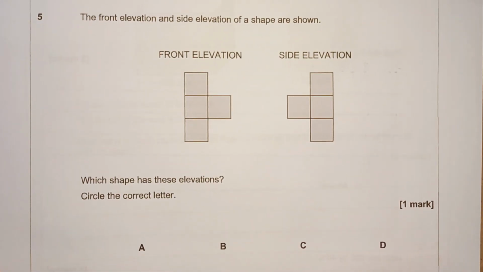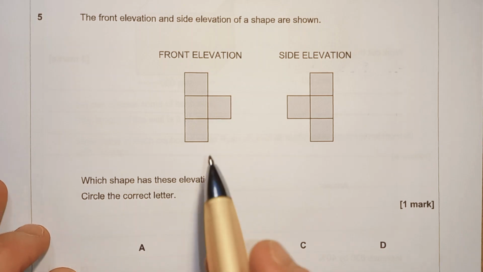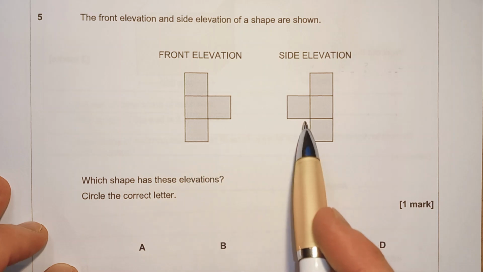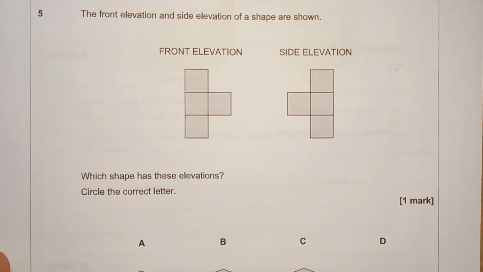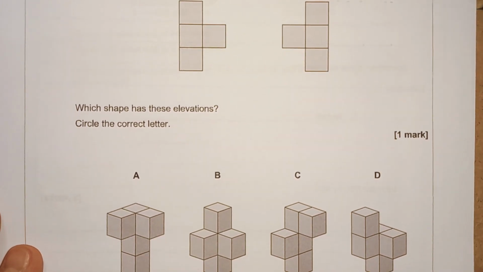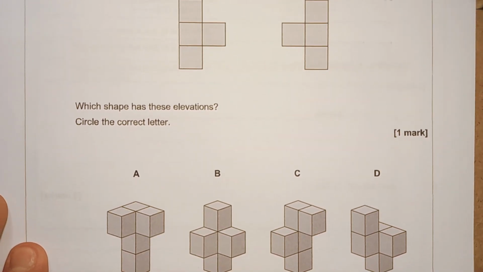Question 5. The front elevation and side elevation of a shape are shown. Here's the front elevation. Here's the side elevation. Which shape has these elevations? Circle the correct answer. Right, let's see if we can have everything in the picture. So the front elevation. Well, it's not telling us which is the front and which is the side.